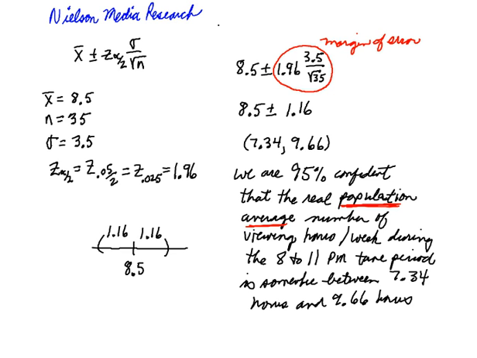We know, in other words, that the real population average number of viewing hours per week between the 8 and 11 time period is somewhere within 1.16 hours of 8.5 hours, or somewhere between 7.34 hours and 9.66 hours, with 1.16 as our margin of error.